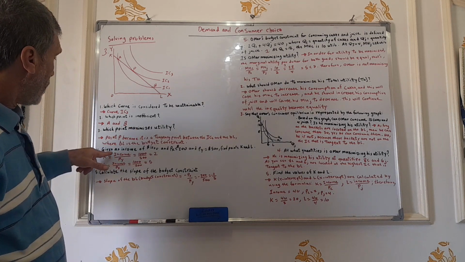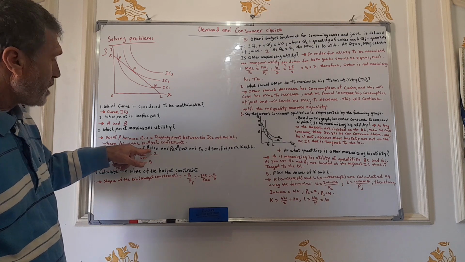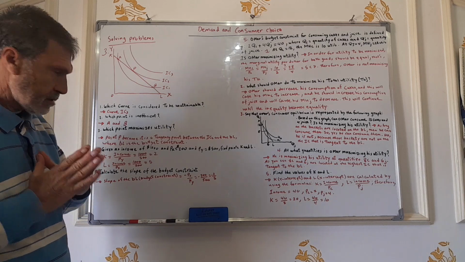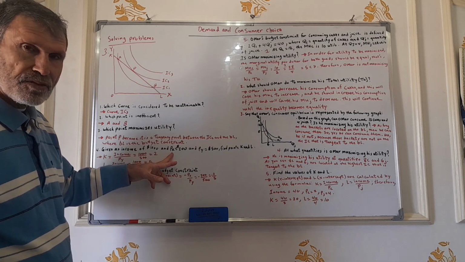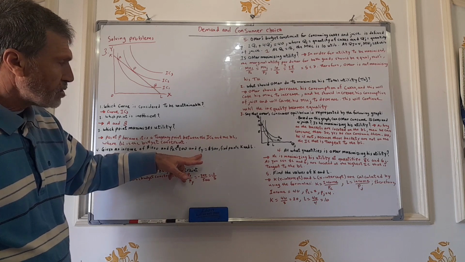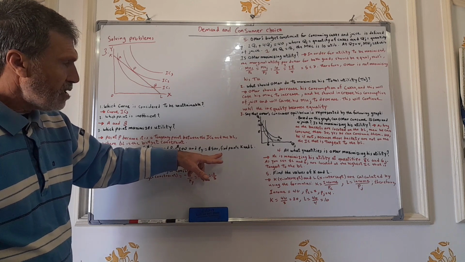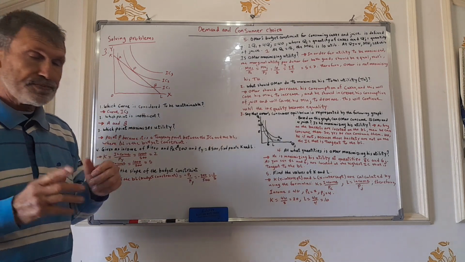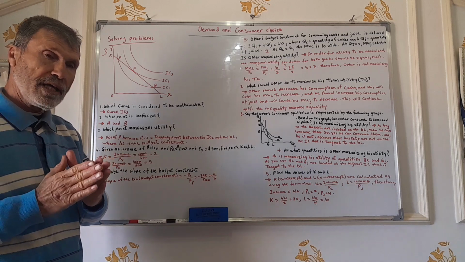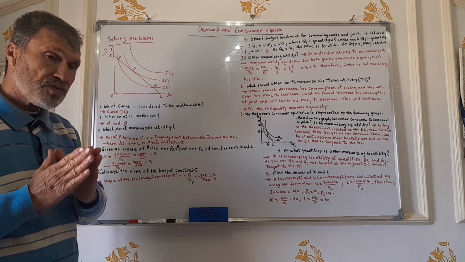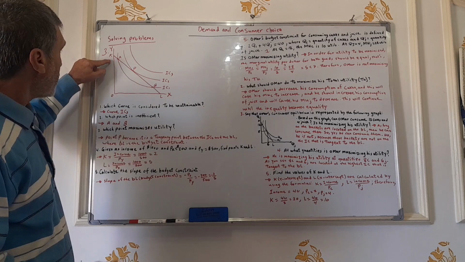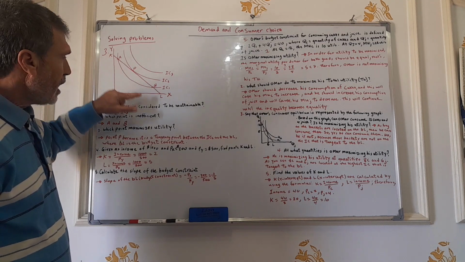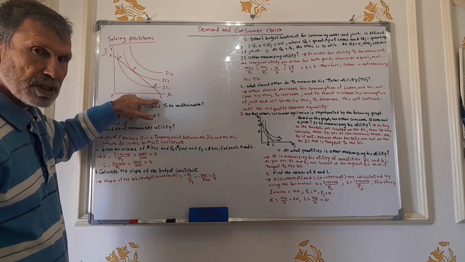Now, given an income of $1,000, so the income of the consumer here is $1,000, and PX, the price of good X, is $200, and the price of good Y is $500. Find points K and L. Remember, the easiest way to find K and L, where K, as you can see, is the Y-intercept of the budget line, and L is the X-intercept of the budget line.